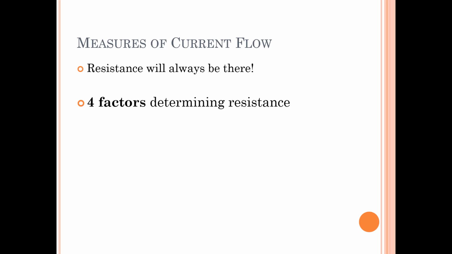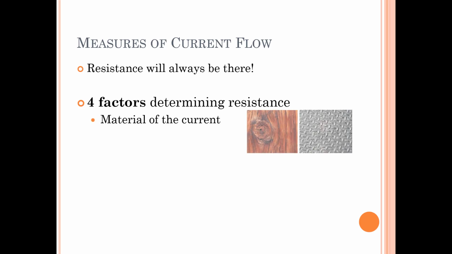Unfortunately, there will always be at least some resistance in electrical current, as no current is perfect. There are four major factors to help determine the amount of resistance. 1. The material of the current. Some materials either allow for increased conduction or decreased conduction. For example, metal is a good conductor of electricity, and therefore it is a decrease in resistance, whereas wood is a poor conductor, and therefore there is a large amount of resistance.